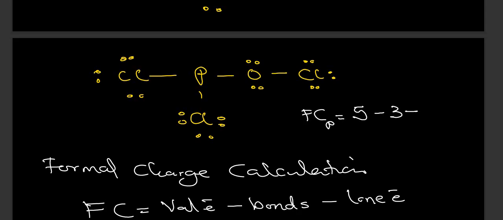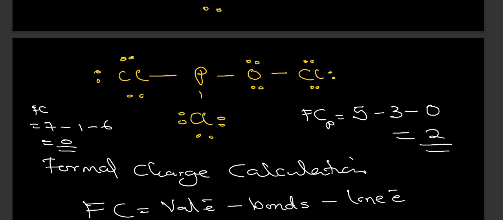Then minus how many lone electrons? Are there any electrons on P that are not bonding to anything? So there are no lone electrons. So the answer there is what? It's a 2. Then again, we can do the same for this chlorine. For this chlorine, the formal charge would be the valence electrons, 7, minus how many lines or bonds are you seeing? There's only 1. How many lone electrons are you seeing? There are 2, 4, 6. There are 6. So the answer here is going to be what? 0. That's your formal charge for this.